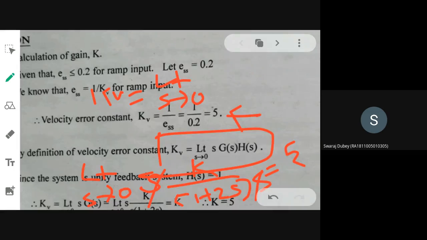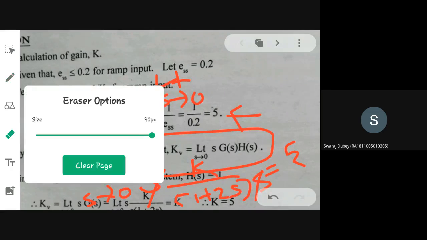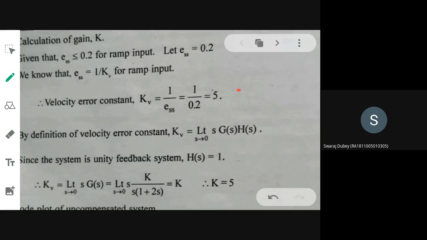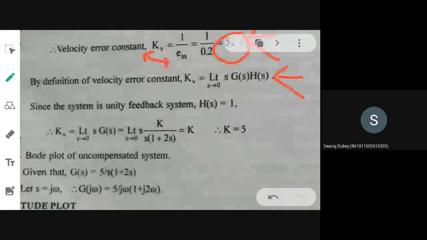So what is the final value of K we are getting now? K is equal to Kv, which is equal to what value? 5. That's what they have done. Using the steady state error and velocity error constant relationship, they found Kv, and Kv is given by this general formula. So they found K to be equivalent to 5.